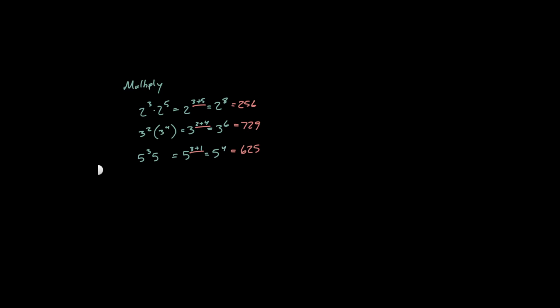If you have letters, you're going to do it the same way. So you could have letters, something like b to the 3 times b to the 7. That's b to the 3 plus 7, which is b to the 10th. You could also have something with 2 letters. Really doesn't make a difference.